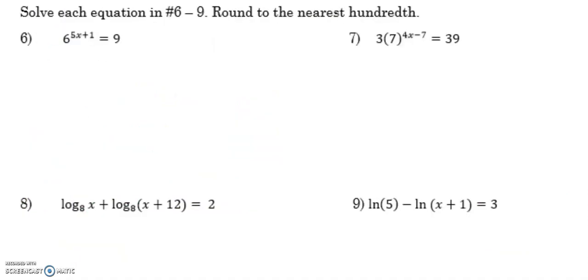All right, solve each equation. So the first two, 6 and 7, looks like I have variables up in the exponents, so I'm going to need a logarithm. Numbers 8 and 9 looks like I have logarithms, which means I'm going to need exponents. So I'm going to start by taking, you could use a log base 6 if you have a fancy calculator. I'm going to choose just the natural log because I know that I have that button on my calculator.